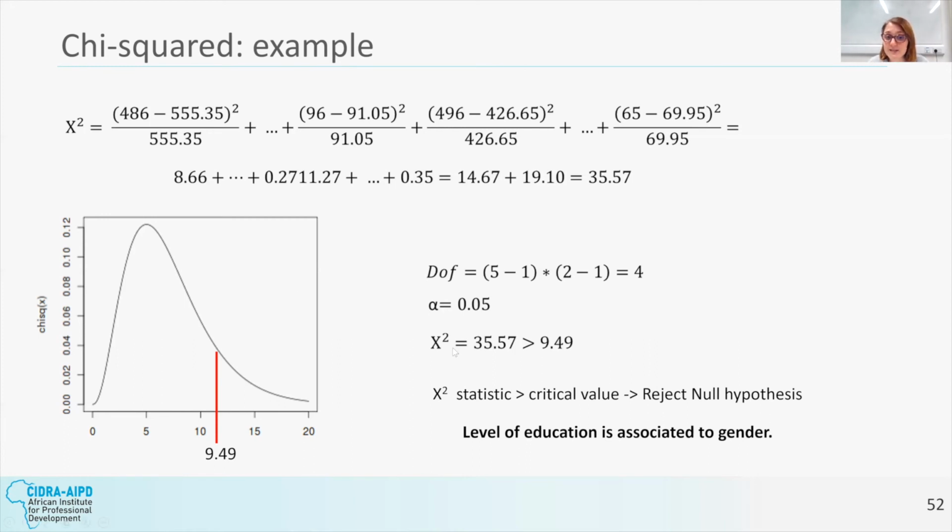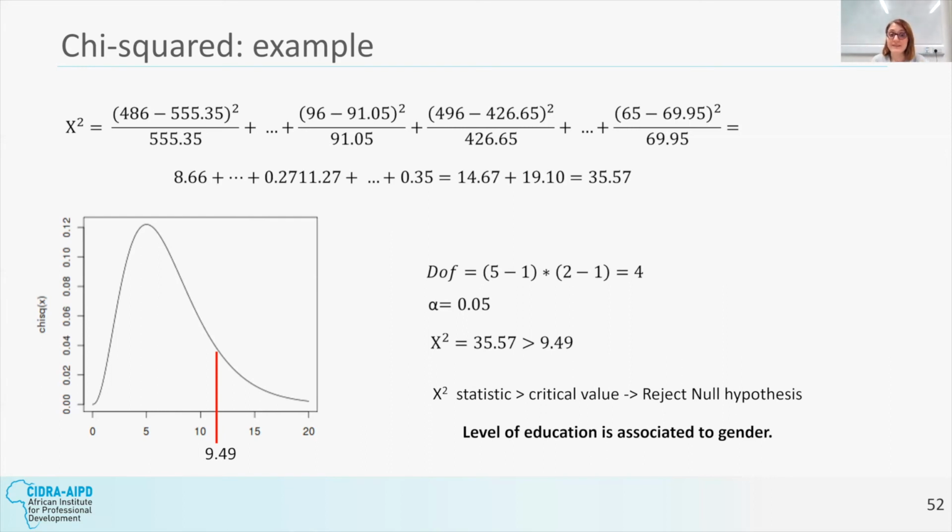And then we have the chi-square value, which is 35.57. In order to understand if this value is higher or lower than a certain other value, we need to use something which is called a table of chi-square. The table of chi-square gives us a critical value based on the level of significance, the degrees of freedom, and the sample that we have available.